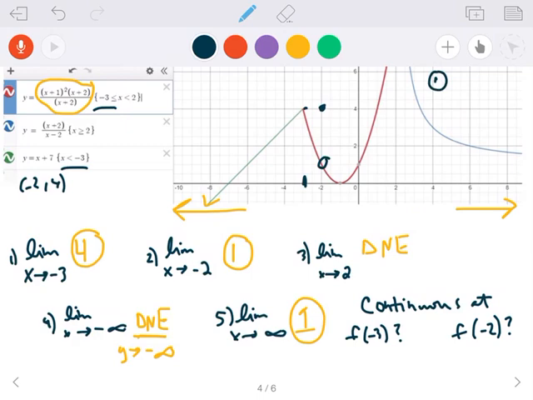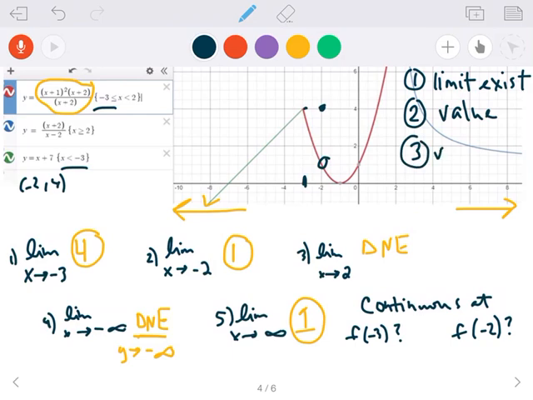So first criteria is, does the limit exist? Ooh, let me rewrite that so you can actually read it here. First criteria. Does the limit exist? The second criteria, is there a value at that x value? Is there a y value? And the third is, are the value and the limit the same? So let's use those 3 criteria to determine if there's continuity at negative 3.